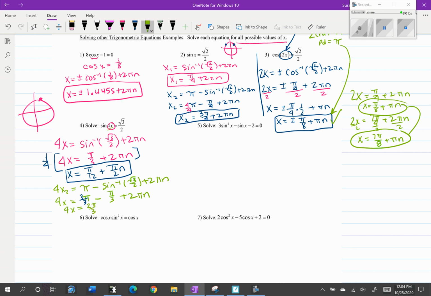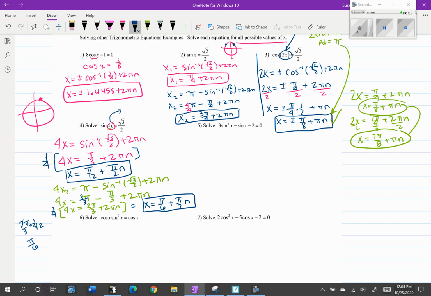So 2 pi over 3 plus 2 pi n, and then of course we're multiplying everything by 1/4 to get our solution. So I'm going to write it over here. So x is equal to 2 pi over 3 times 1/4. Notice that this would give us 2, so that would be pi over 6 for our solution. So pi over 6 plus, and then again we have 1/4 times 2 pi n, which gives us pi over 2 times n. So this is our second solution here.